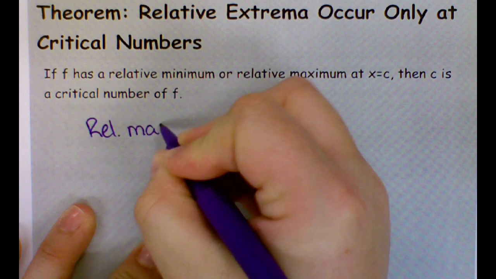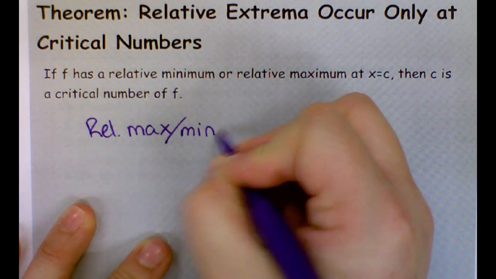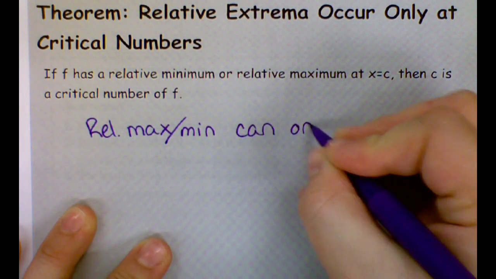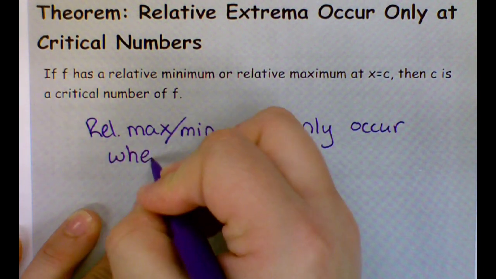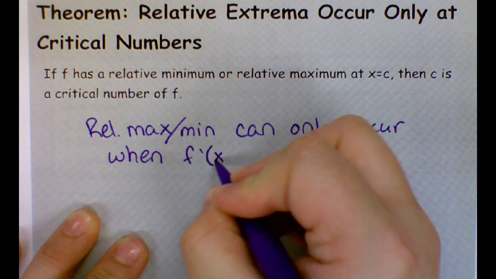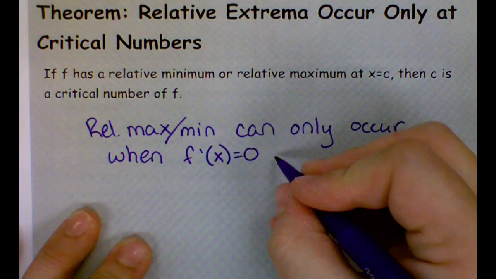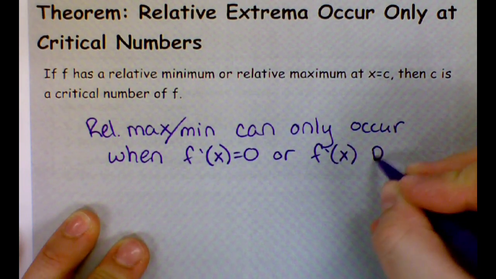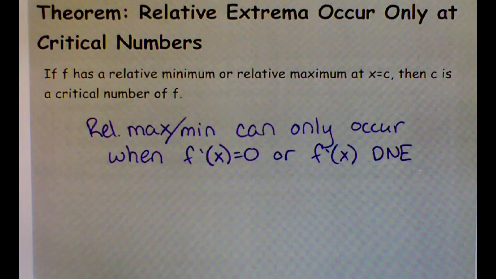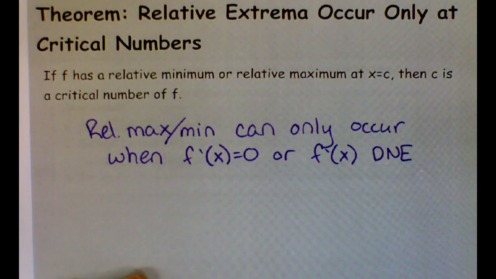So this is important because it tells me that a relative max or min can only occur when the derivative equals 0 or the derivative does not exist. All right, that helps us a ton with finding our maxes and mins because we can set our derivative equal to 0.